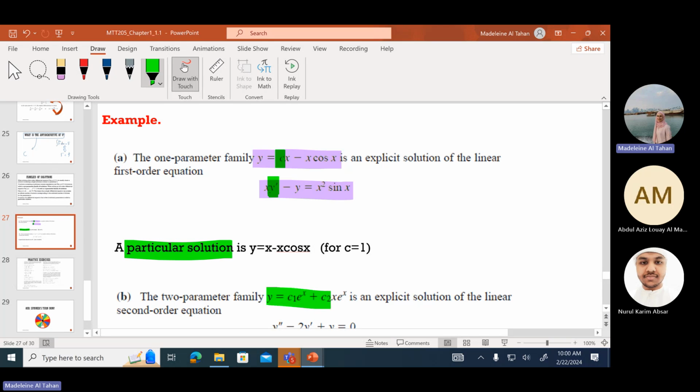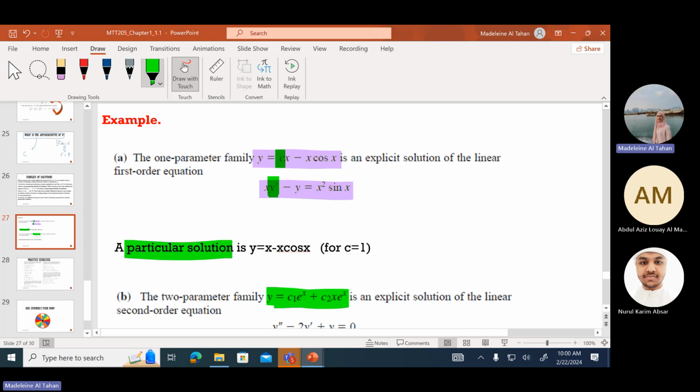Let's look at this one. Here, how many parameters do we have? Two parameters, right? What do you expect the order of this differential equation to be? Second order differential equation. Again, Miss, we will learn later on how to solve these. The idea now is just to understand.